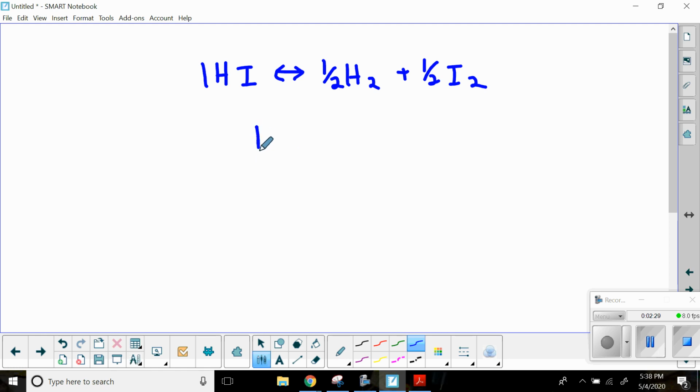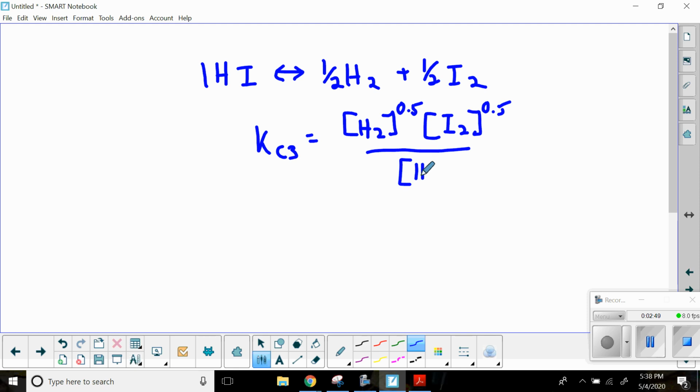So my new expression is going to look like Kc, and we'll call this one 3, is going to be the concentration of H2 to the 0.5, concentration of I2 to the 0.5 over the concentration of HI, and it's not raised to anything this time. By having that coefficient, that will do what I need to have happen to the concentration where I halved it.